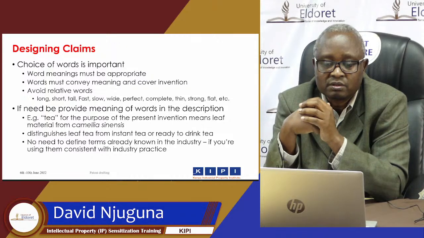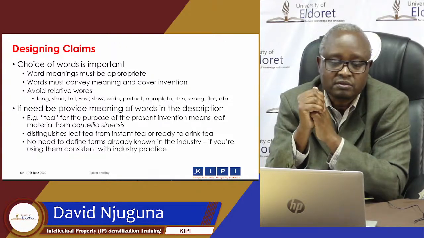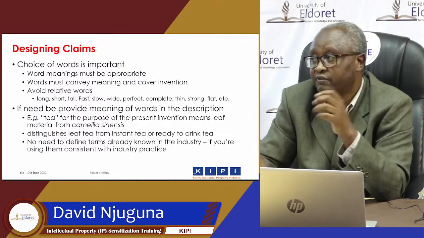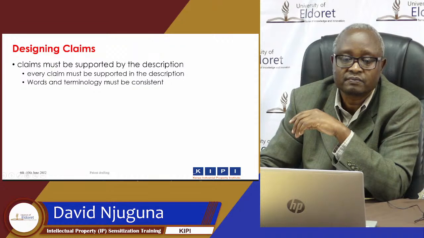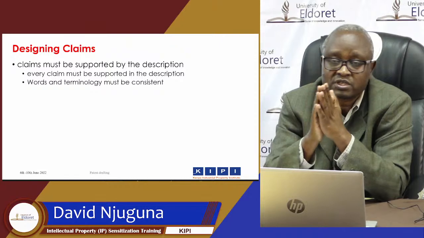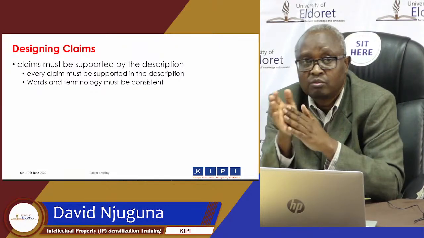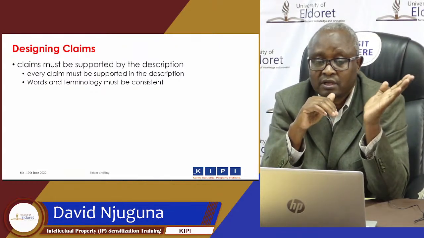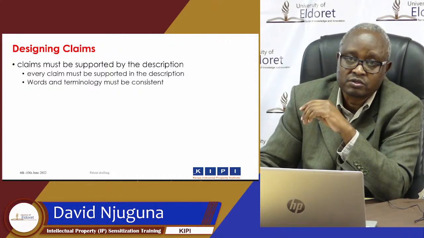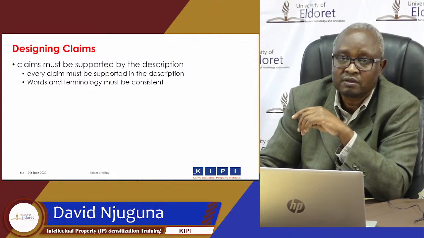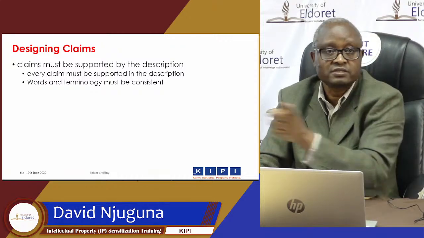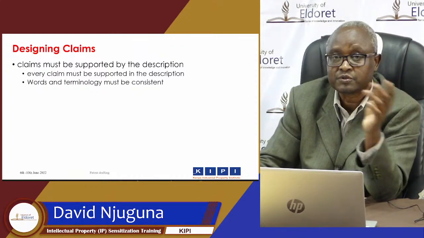But there's no need to define terms already known in the industry. We are using them consistent with the industry practice. You don't have to define every word that you're going to use. And one of the cardinal requirements is that claims must be supported by the description. You cannot claim what you have not disclosed in the description. And it has to be consistent in the words and terminology that you use. So if you call something a frame, you have to use that word consistently in the description and also in the claims.